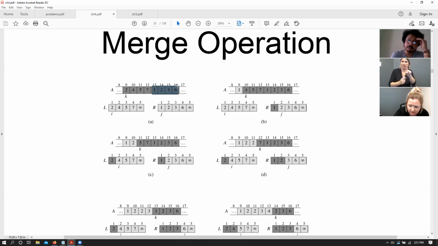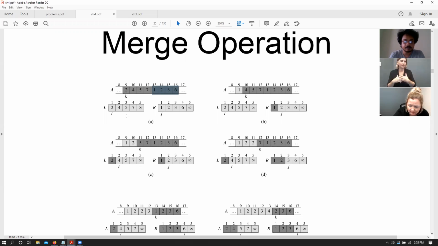Now, merging them together means that 1 goes here, then comes 2, then comes 2, then comes 3, 4, 5, 6, 7, and so on. Right. So there are algorithms that do it in place, but we will first talk about this merge process, and then we will talk about in place merging procedures.